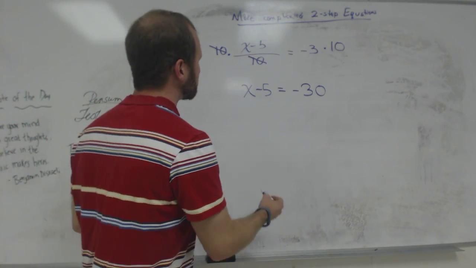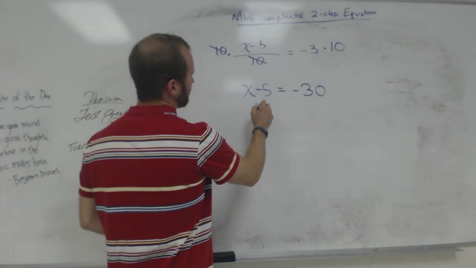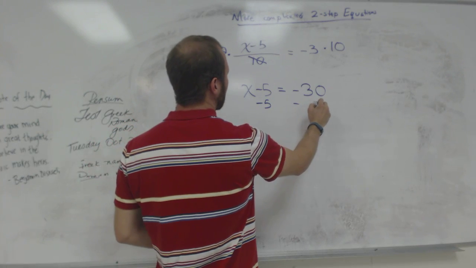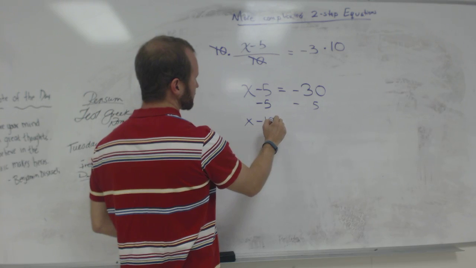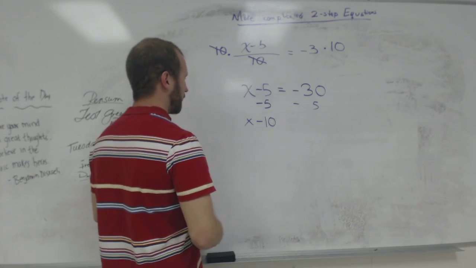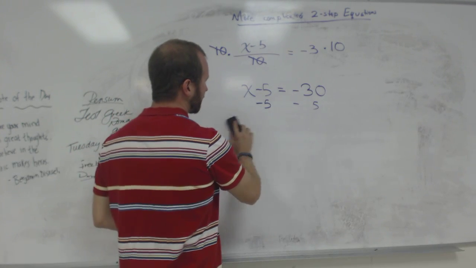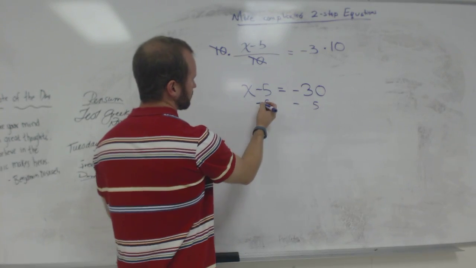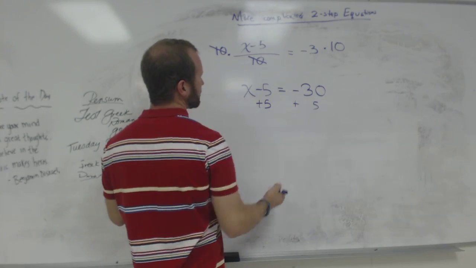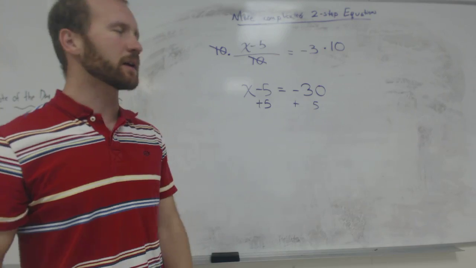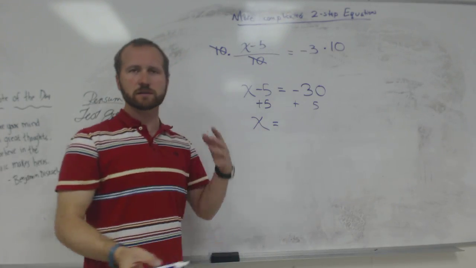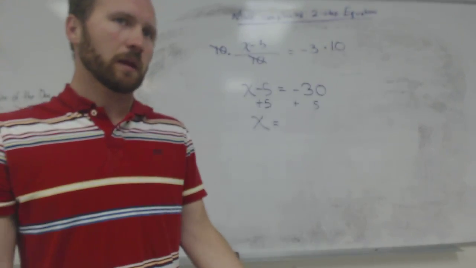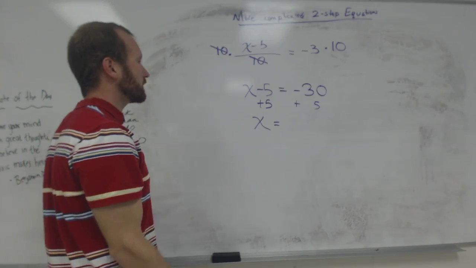Subtract 5 from both sides? Or add 5? Oh yeah, adding 5 would probably work better. I said that wrong, I'm sorry. Yes, let's add 5. It'll get us to the answer faster. You totally could subtract 5 from both sides, it just gives us an extra step.